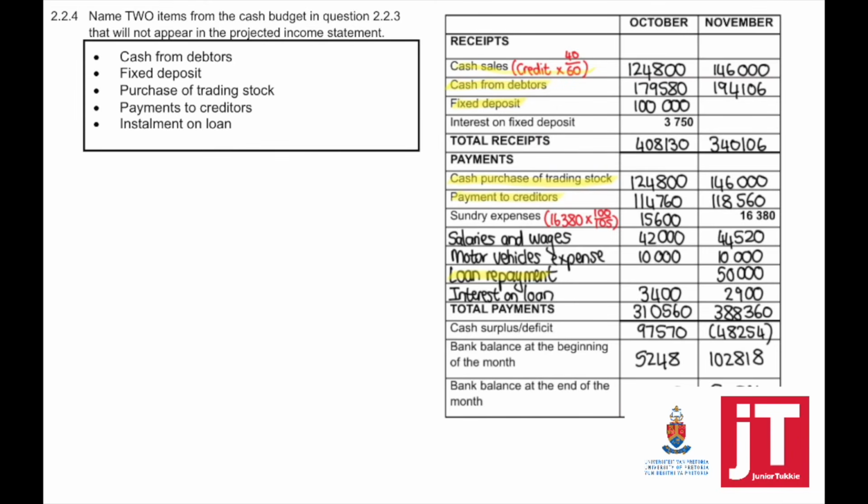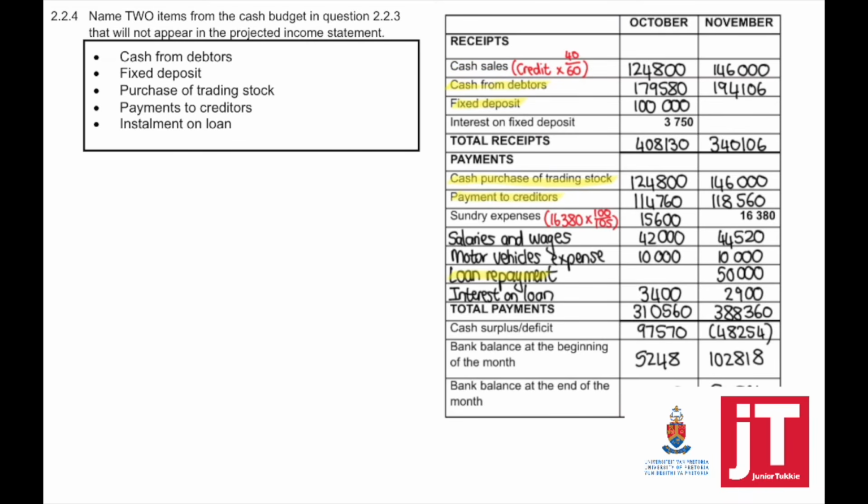Cash sales is another option. Why? Because the total sales appears in your projected income statement, not only the cash sales. So just be aware of that. Cash sales will appear, but it's also your credit sales. The total sales appears in your projected income statement.